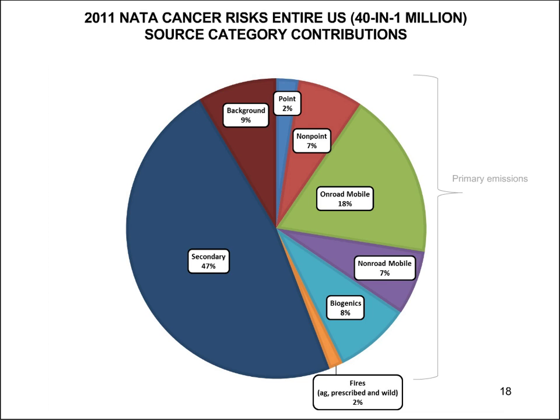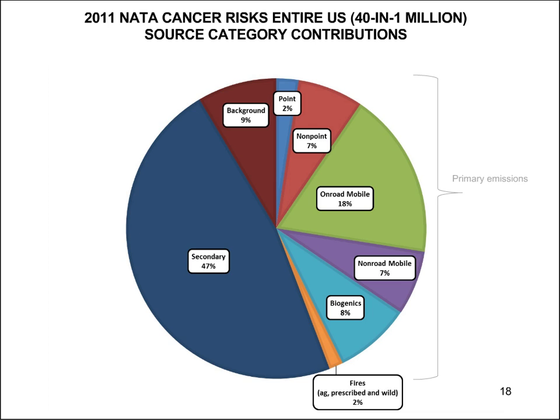So we can track pollutants pretty far using CMAQ this time. That helped us eliminate the background and distribute those risks into the appropriate source categories to get a better characterization of what source categories are driving risks. You'll notice on the pie chart, the big green, if you're looking at it in color, the on-road mobile, about 18% of the risk, and if you combine that with the non-road mobile, you get about a quarter of the national risk is coming from mobile sources.